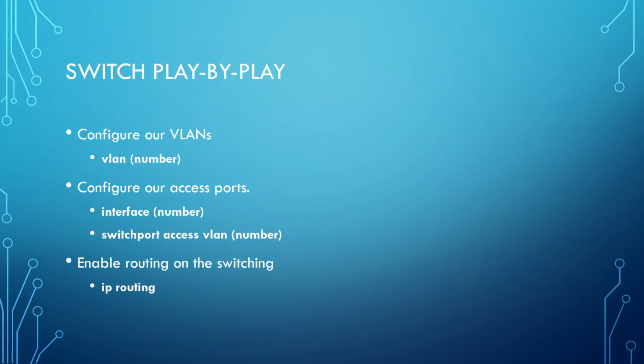However, typically what you'll have is that your end user devices will plug into layer 2 switches, and then you may have one or two layer 3 switches in the center of your network performing inter-VLAN routing for all of those VLANs. On those switches, we would first have to enable IP version 4 routing so that we have routing capabilities on that switch with the command ip routing.